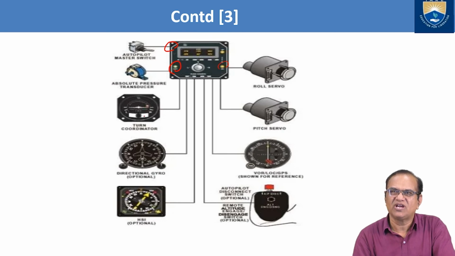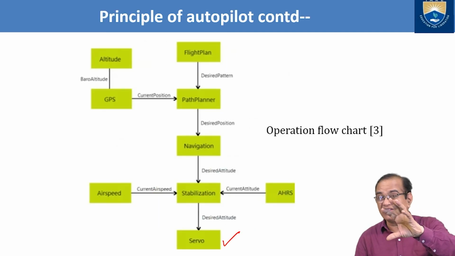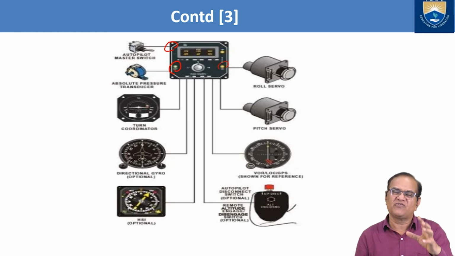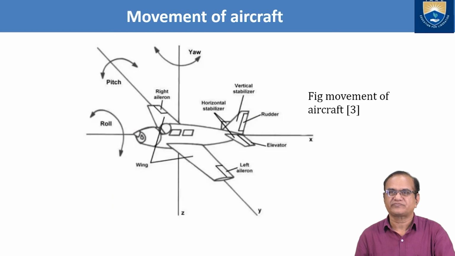Then if you see here, we have the turn coordinator. Then we have the directional gyro. Then we have the HSI and speed indicator, which is optional. It may be there or it may not be there. So all these things which I have shown you here are sensed by these equipments. These equipments are fitted on the aircraft and accordingly your system will work.